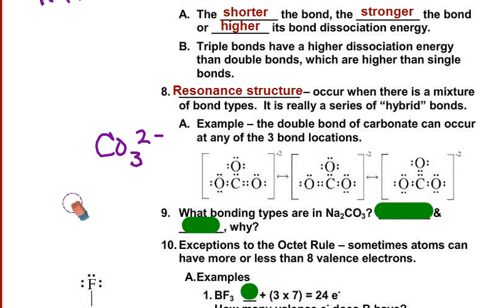Right now, another question. What type of bonding goes into Na2CO3? That's covalent and ionic. But I want you to tell me why, and I want you to write that over on the side, before we get to our last part, which is the exceptions to the octet rule. So I want you to pause here and write why those bonding types are covalent and ionic.